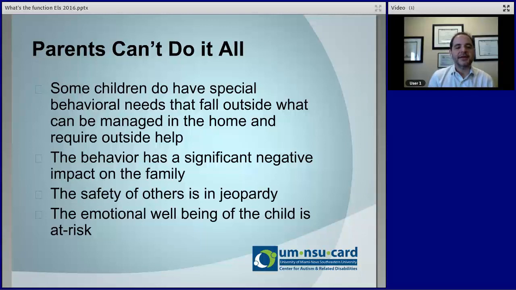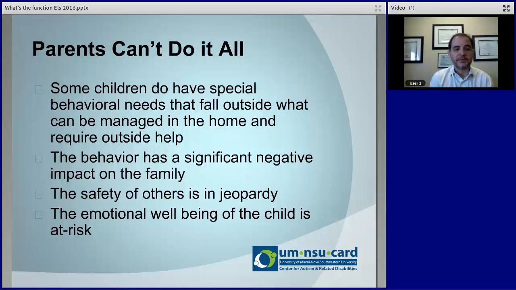And then finally here, I'll want to make it clear that the expectation we have is not that parents are going to do this all. Some children do have special behavior needs. They do fall outside of what I think can be reasonably managed in the home. And you might require outside help, and that's okay. That's what we're here for.